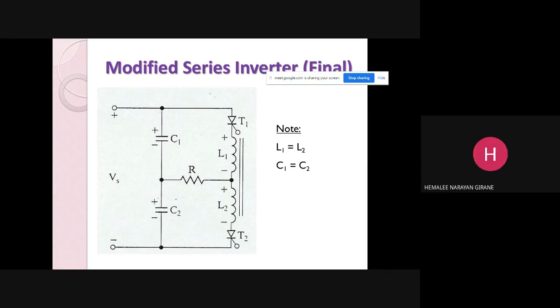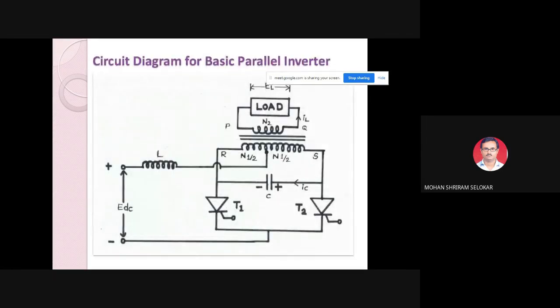Yes, sir. So what was happening earlier in the basic series inverter, not the earlier circuit: the positive half cycle is provided by the battery and the negative half is provided by the capacitor. So it is very dangerous. It results in poor regulation. So what is happening in this circuit? In every half cycle, 50% is carried by the battery and 50% by the capacitor. In the negative half cycle also, 50% will be carried by the battery and 50% by the capacitor. That is what I mean to say.